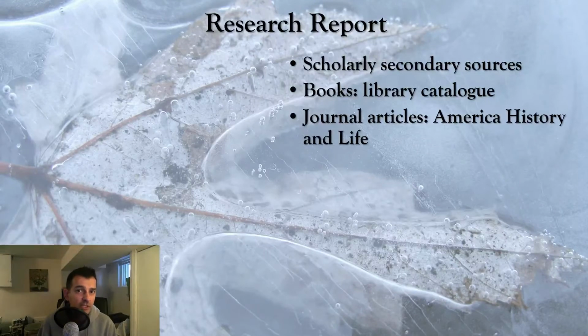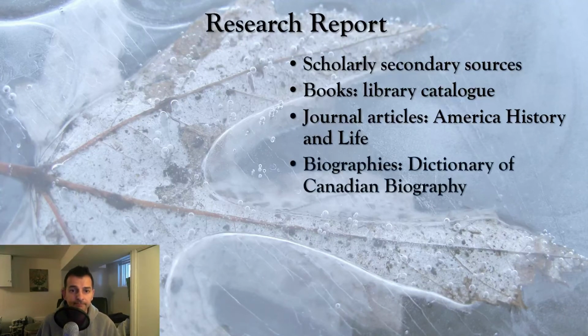So be sure to take a look at America History and Life if you're having trouble finding journal articles relevant to the document that you are using for your research report. Another good secondary source is a biography, especially for trying to answer who wrote the document that you're looking at.